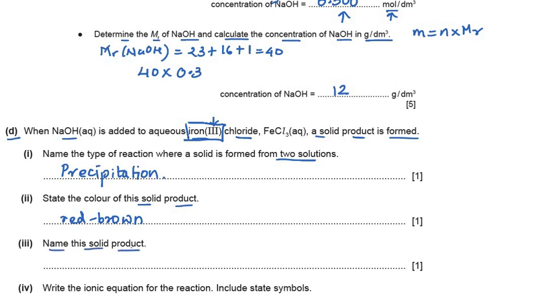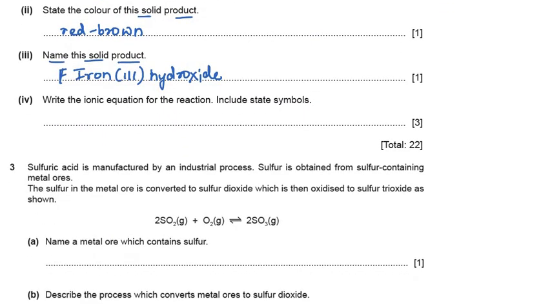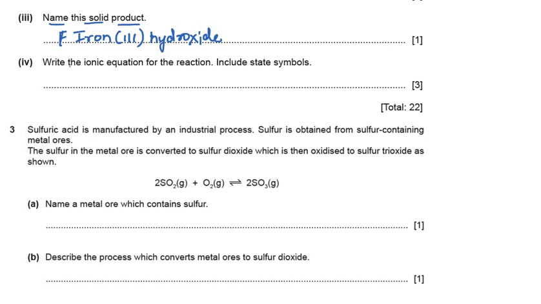Name this solid product. Now if iron 3 chloride is reacting with sodium hydroxide, the product formed is iron 3 hydroxide. The name is asked, so I'll have to write it in words only. So it's iron 3 hydroxide. Iron 3 hydroxide is formed because it reacts with sodium hydroxide. So this is how you form a precipitate of red brown iron 3 hydroxide. Now write the ionic equation for the reaction, include the state symbols.